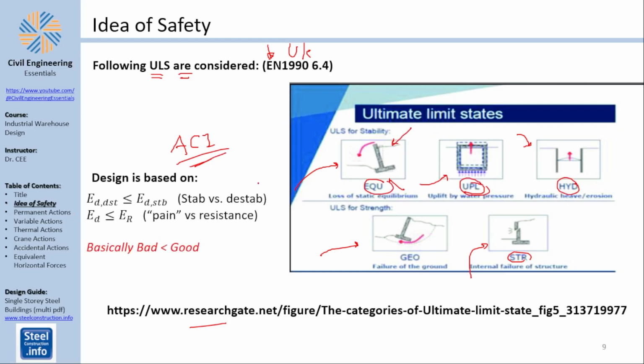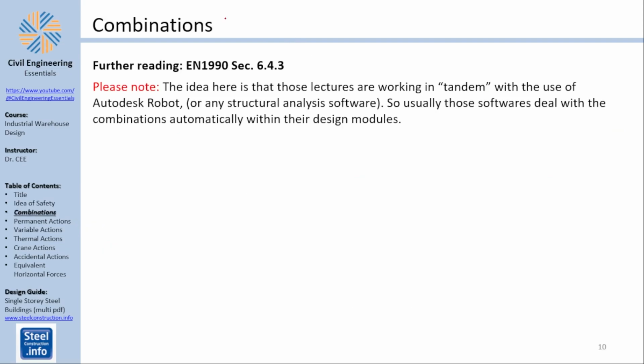Now, design is based basically on the bad stuff being smaller than the good stuff. The destabilizing actions should be less than the stabilizing actions. The applied internal forces should be less than the resistances. So that's kind of cool. Now, this is just a small abstract because I'm not explaining the Eurocode today. If we talk about combinations, you will see this under the Eurocode section 6.4.3.